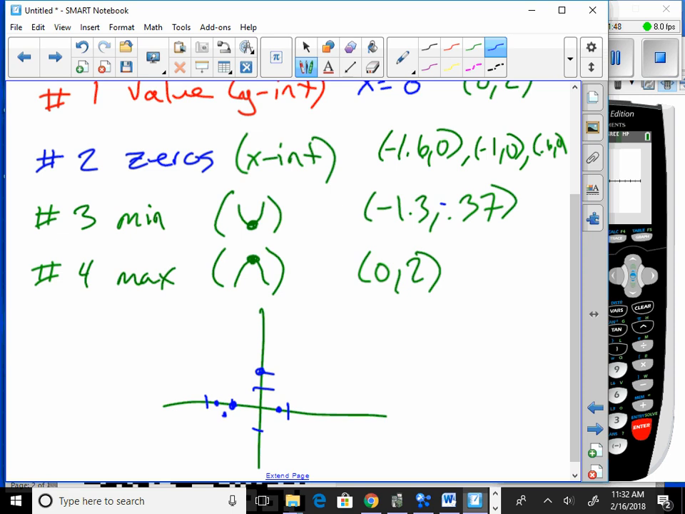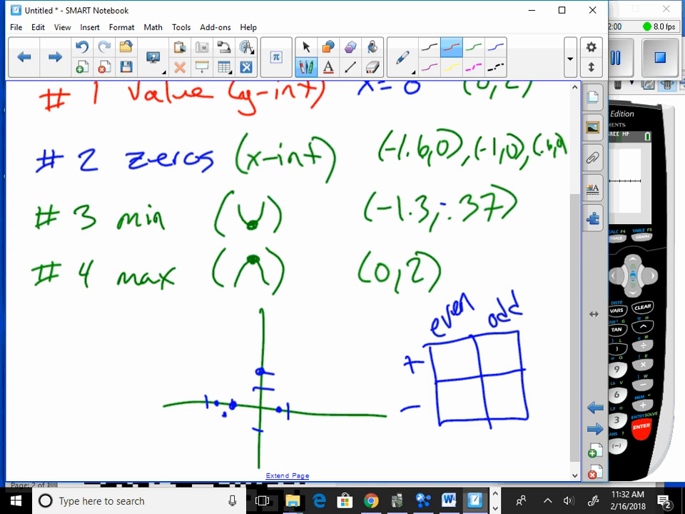And then from here, I could use the end behavior if I knew the highest power was even or the highest power was odd, and then a positive leading coefficient or negative leading coefficient. So if it's even and a positive leading coefficient, both ends of the graphs go up. If it's a negative leading coefficient, both ends go down. If the highest power is odd with a positive leading coefficient, the left end goes down and the right end goes up. And then if it's a negative, it just flips.